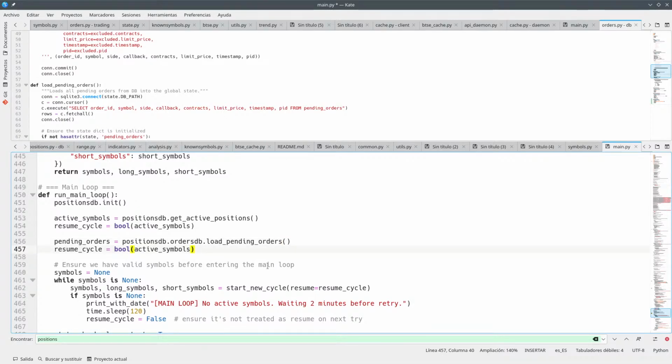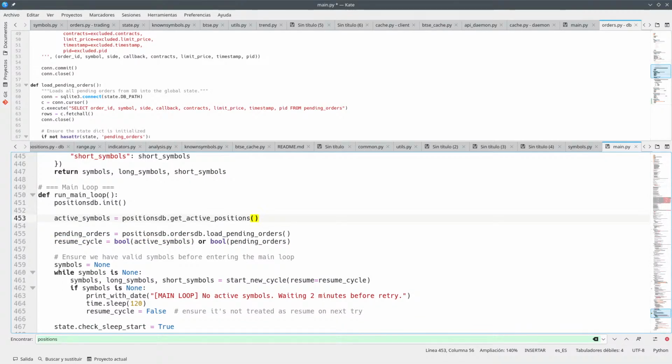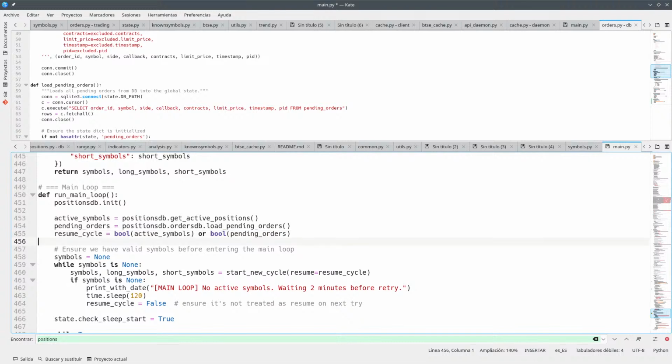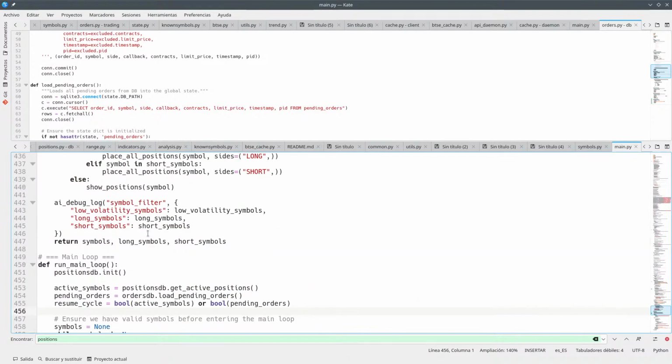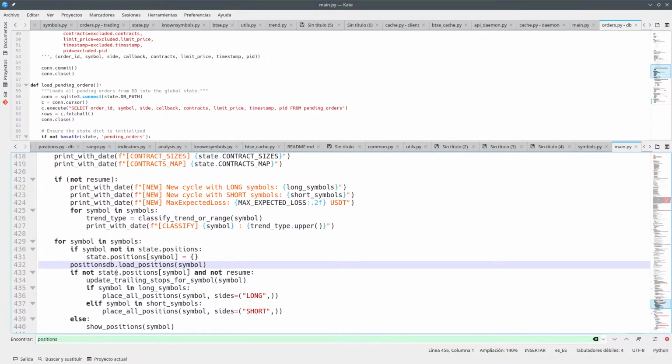So resume cycle should be any of the two. So either Boolean active symbol or Boolean pending orders. So if any of the two has anything to show, then we are going to resume the cycle. And this should be all orders DB, yeah, like this, not pending orders. So if we have either active or pending orders, then we resume the cycle. Nice.